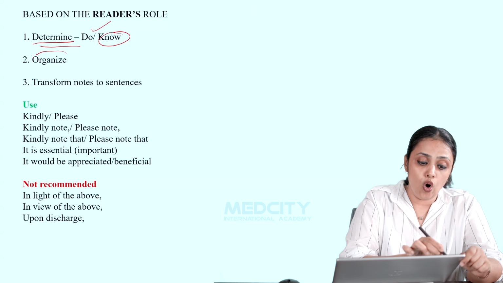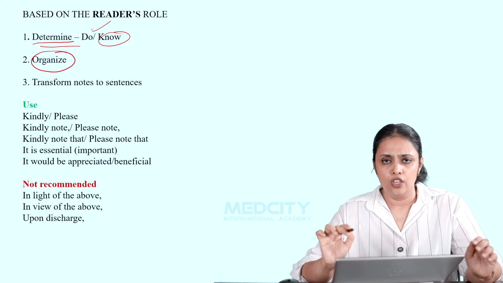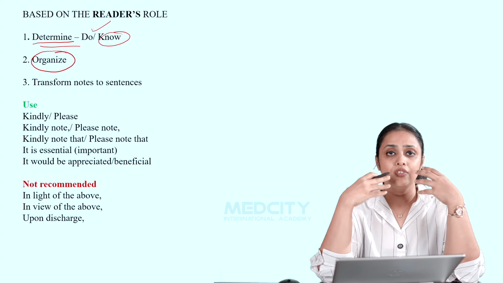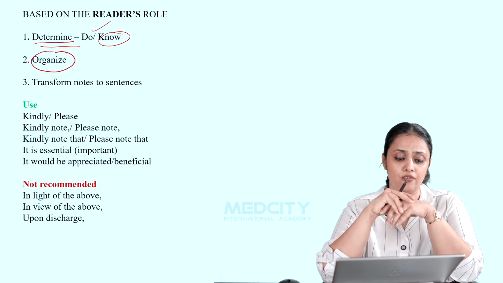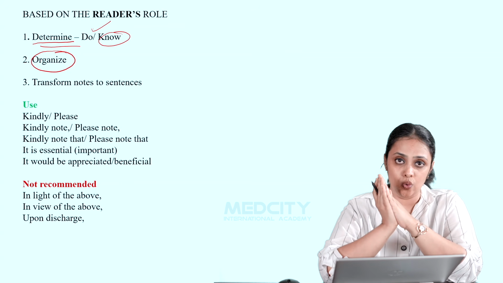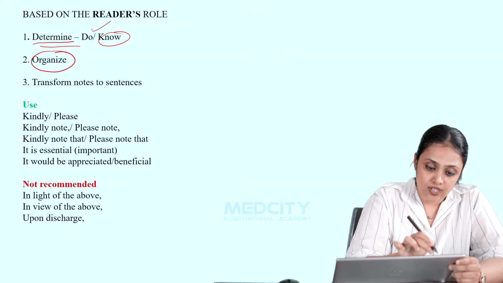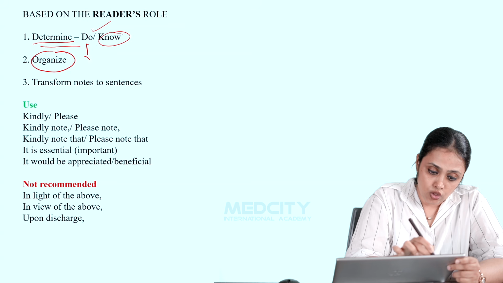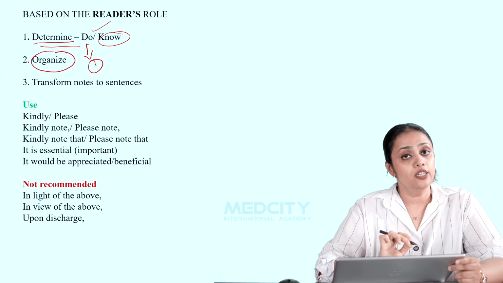Then you have to organize the points. So what do you think? Which points would you be writing at the starting of the recommendation paragraph? The one which the reader needs to do, or the ones which the reader needs to know? Of course, first, the priority should be given to those which are to be done by the reader.